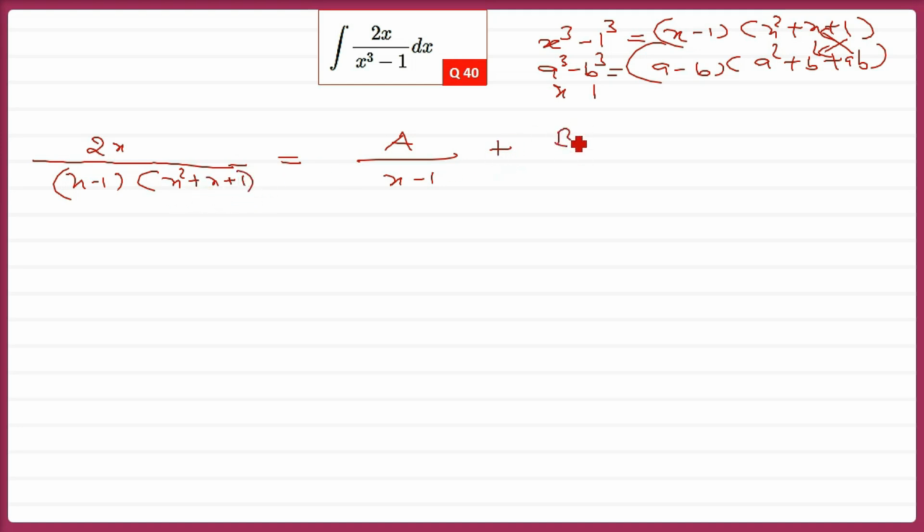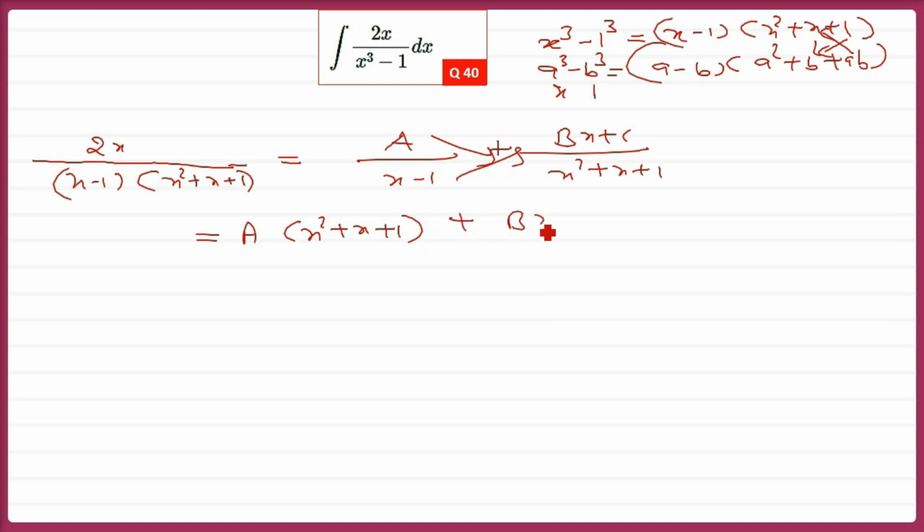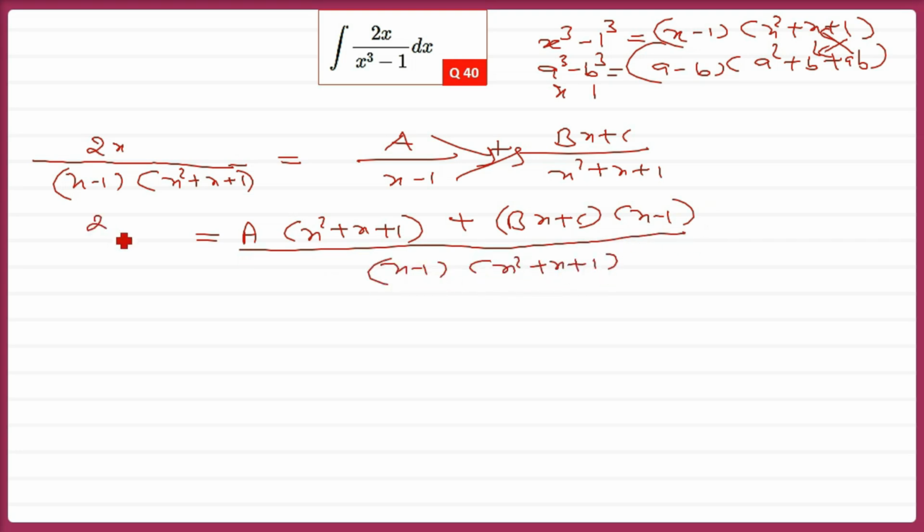For x square plus x plus 1, it will be bx plus c because it is a quadratic. Now just cross multiply: A multiplied by x square plus x plus 1. Now multiply bx plus c with x minus 1. In the denominator, x minus 1 into x square plus x plus 1 will be multiplied and kept. On the left it will be 2x divided by x minus 1 into x square plus x plus 1. You can cancel these two. Call it equation number 1.